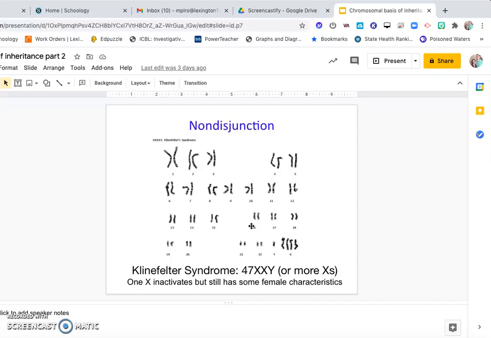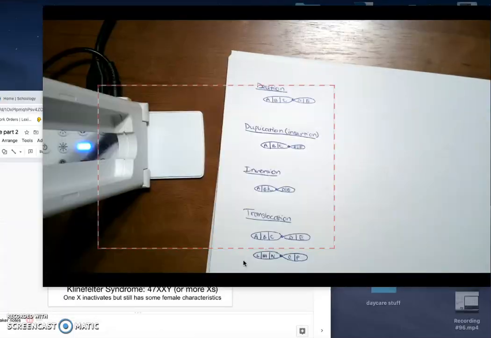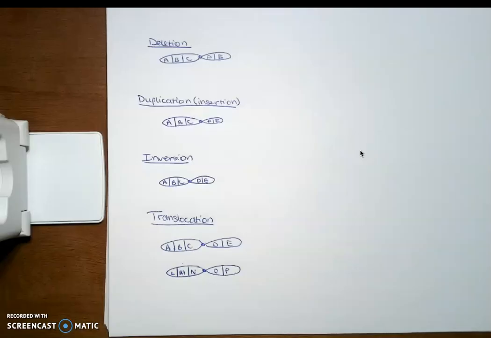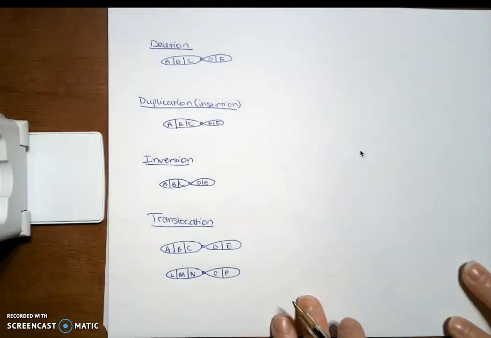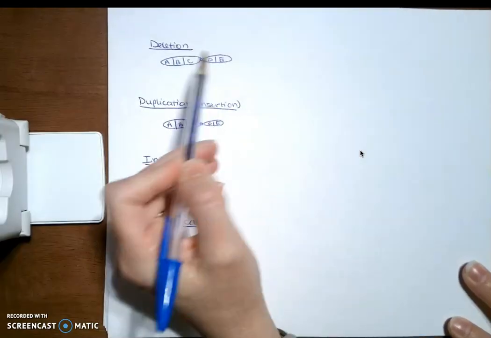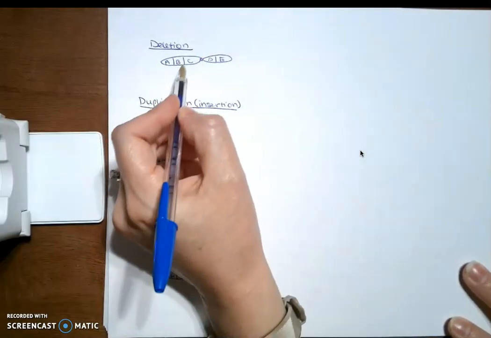I can describe a deletion mutation. Let's get back to my lovely art here. As a type of chromosomal mutation. So a deletion mutation, now these are not genes. This is not gene A, B, C, D, E. It could be, but in general it's not. It's a section of the chromosome.